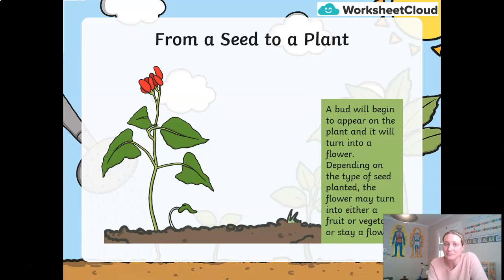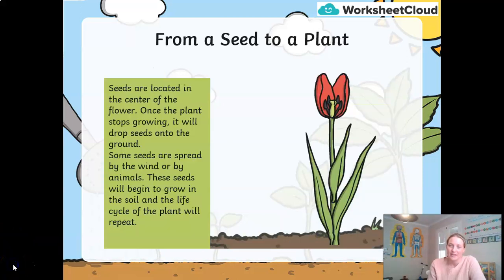But the flower, remember, is super important because without that, we cannot have a new generation of the plant. In plants that don't produce fruit or vegetables, the seeds are actually located in the flower. Once the plant has finished growing and a process of pollination occurs, which you'll learn about next year in grade 6, the seeds will drop to the ground.